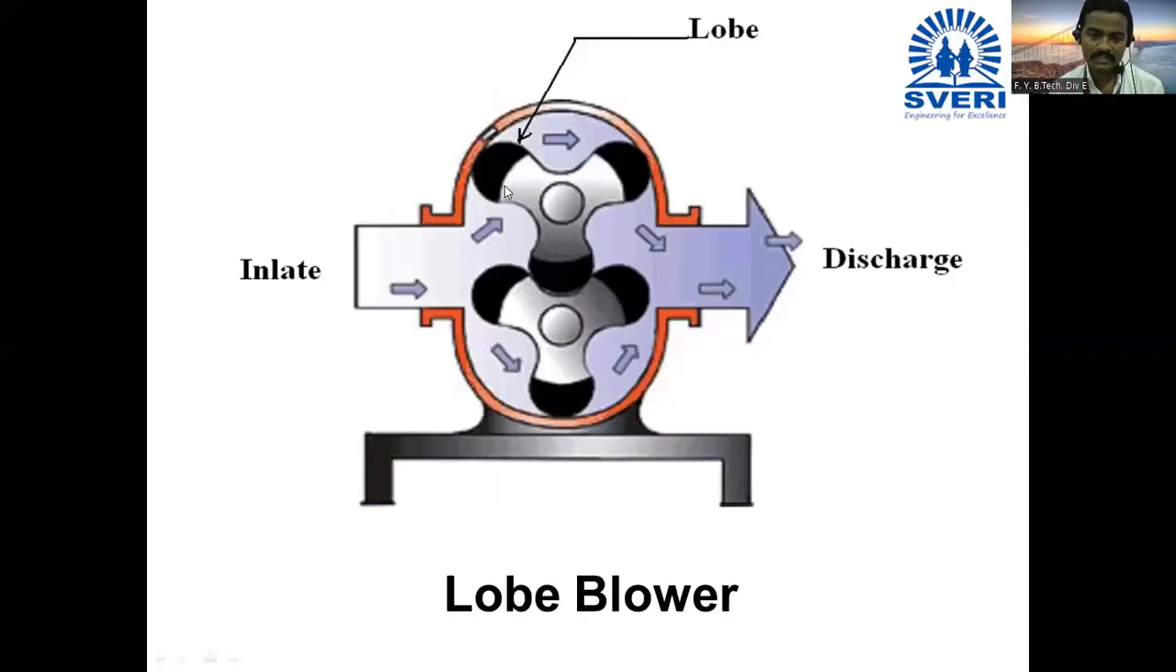So if you see the construction details for this lobe blower, it consists of lobes mounted on 2 shafts. One is the driving shaft and the second is the driven shaft, or you can say rotors. The arrangement looks like a gear driven arrangement. If one rotor is rotated by an external input, the second will be gear driven.